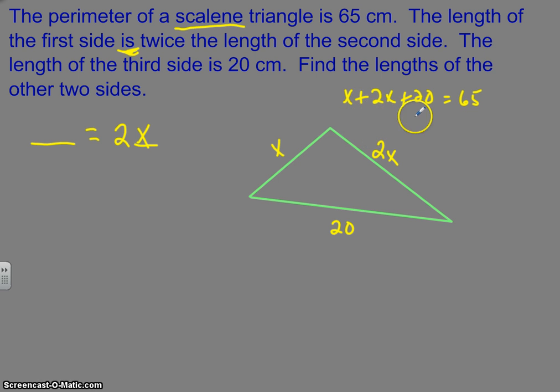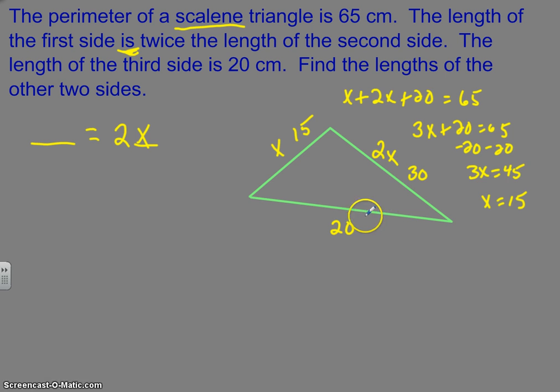Okay, add these together, like terms. 3x plus 20 equals 65. Subtract 20 from both sides. This is a very simple equation we should be able to solve. We get 3x equal to 45. So divide by 3, we get x is equal to 15. So this is 15. This is 30 because it's double the length of this, and this is 20. Actually, the 30 should be here. I just put the 20 in the wrong place, but it's okay. This works. 30 plus 15 plus 20 should equal 65, and it does.